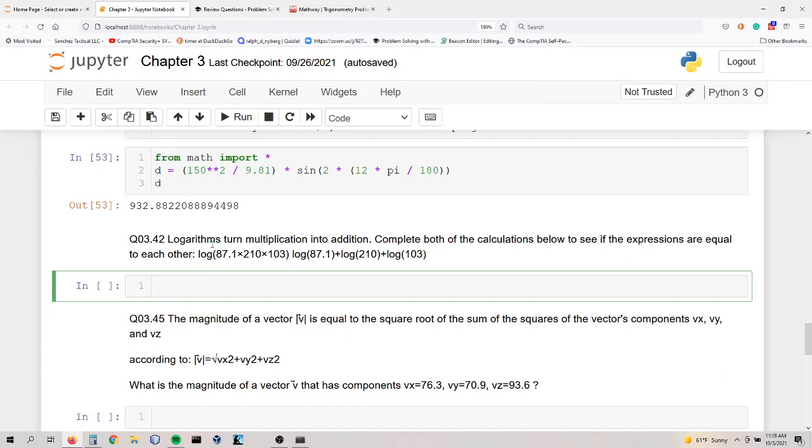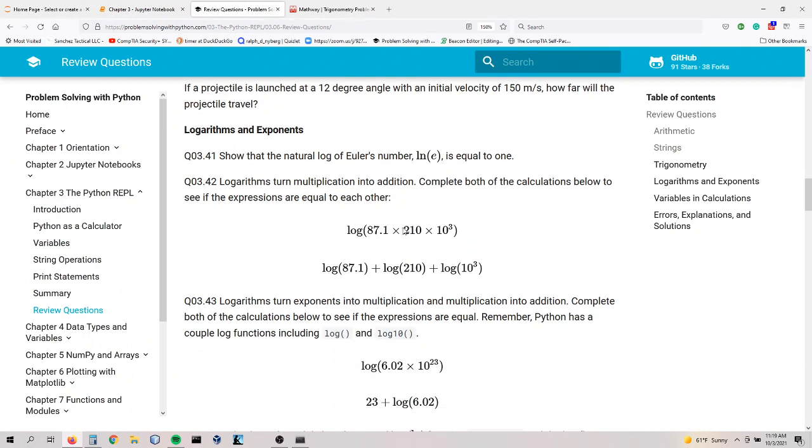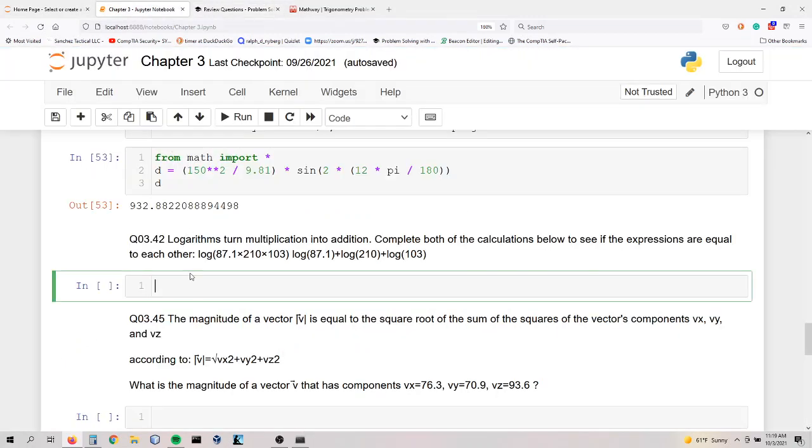Alright, question 3.42, a little bit about logarithms. Logarithms turn multiplication into addition. Complete both of the calculations below to see if the expressions are equal to each other. The log of 87.1 times 210 times 10 to the third can be rewritten as log 87.1 plus log 210 plus log 10 to the third power. If you've ever practiced working with logs, we've seen these rules. If not, it's fine.